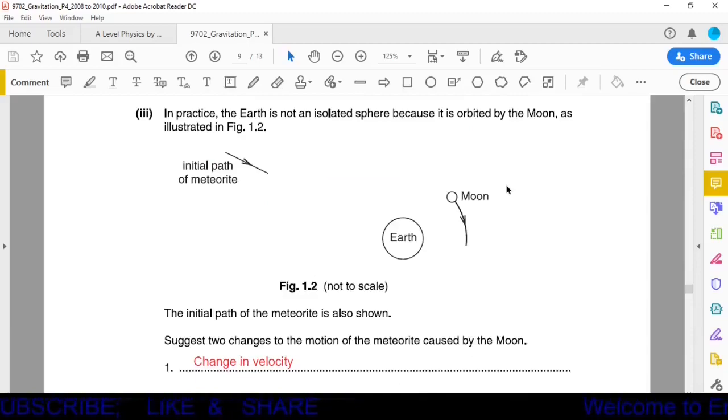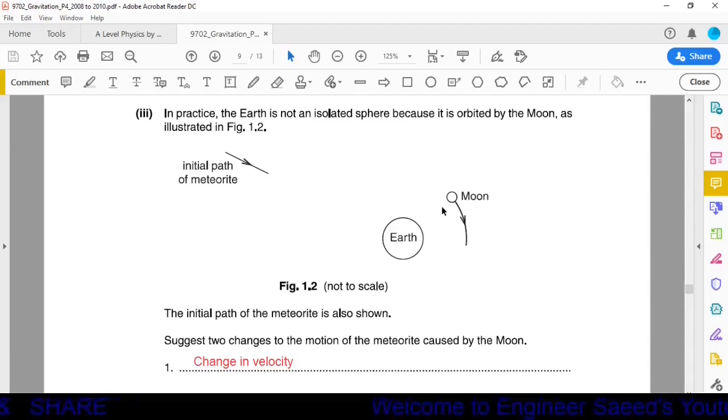Part 3. In practice, the earth is not an isolated sphere because it is orbited by the moon as illustrated in figure 1.2. It is our earth, it is the moon. The moon is moving around the earth and here is a meteorite that is moving towards the earth. The initial path of the meteorite is also shown. Suggest two changes to the motion of the meteorite caused by the moon. Okay, our earth is not isolated.